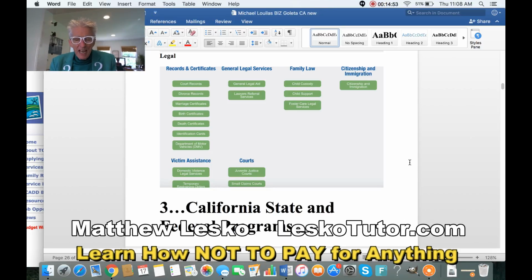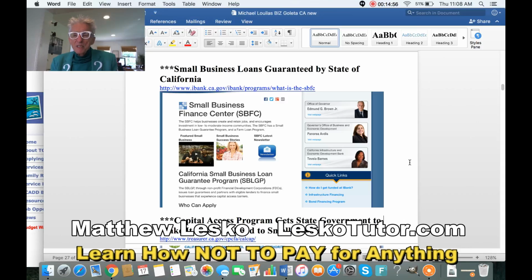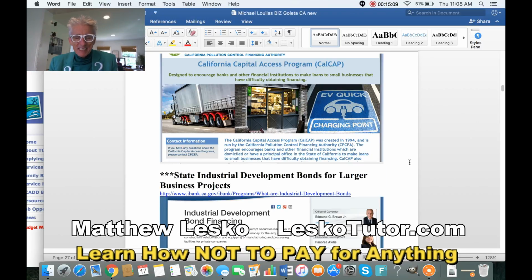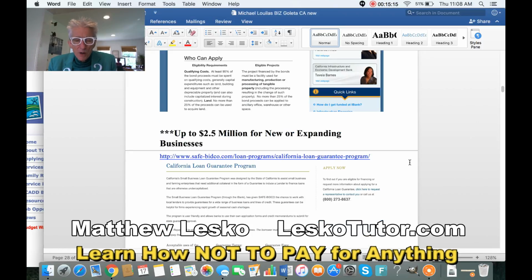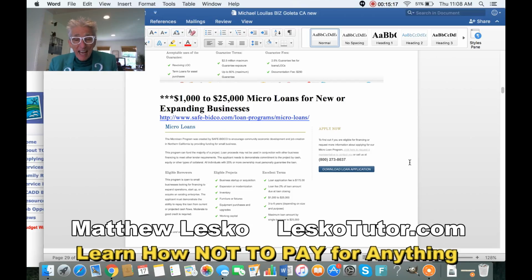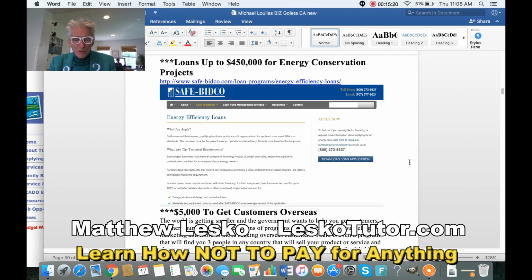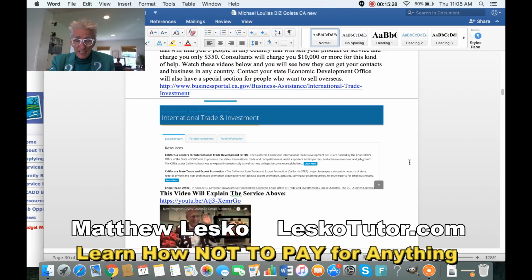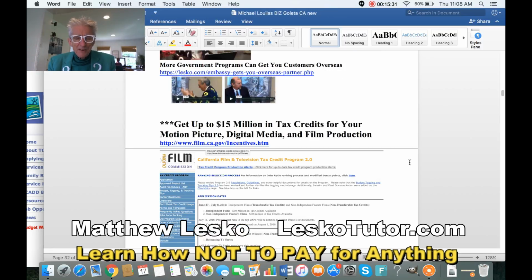Okay, California and federal programs. Okay, there's a small business loan guaranteed by the state of California. Capital access programs. That's where the government gives money to the banks, and they have to lend it to small businesses, even if you have bad credit ratings. See, state industrial development bonds, that's for larger projects, $2.5 million to expand. But here's $1,000 plus to $25,000 microloans. That's part of it. Or here, you want to sell overseas, $5,000. You're looking for customers overseas. Get on a plane. I got videos here on how to do that, right?